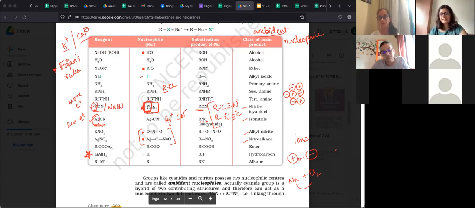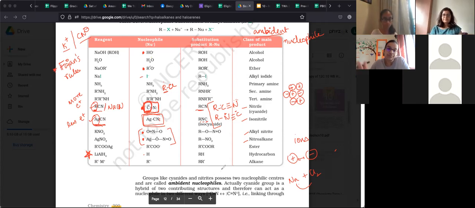It is not splitting as Ag plus and CN minus. This is the nucleophile that is going to attack in the case of silver cyanide. You can see that this bond is not breaking over here. It's the lone pair of electrons on nitrogen that is going to attack. Carbon is not free to attack the substituent. Carbon is already occupied, with silver on one side and nitrogen on the other. That's why nitrogen is the one that's free to attack the R and form RNC.